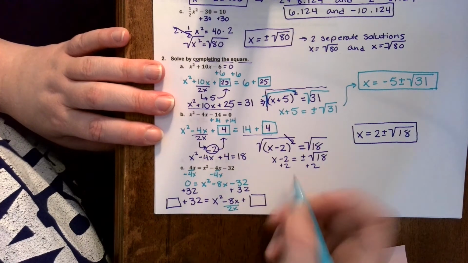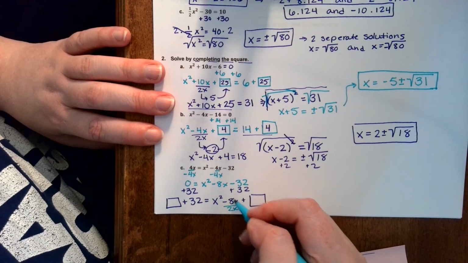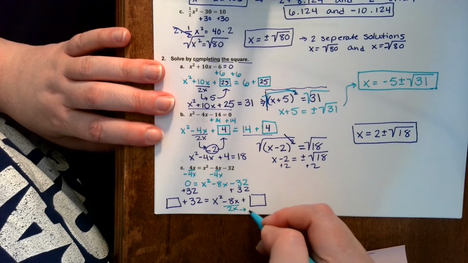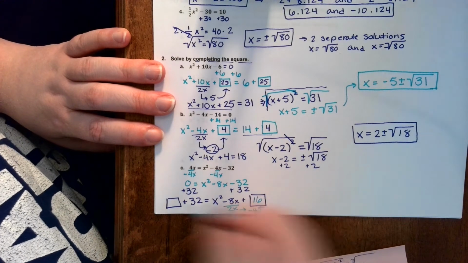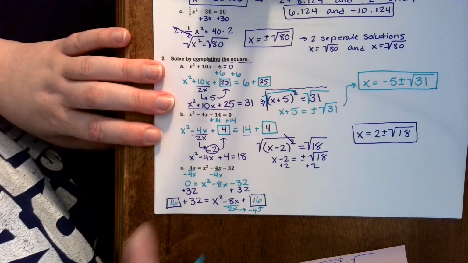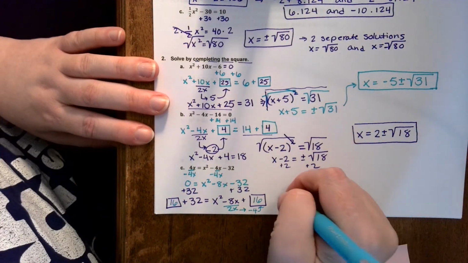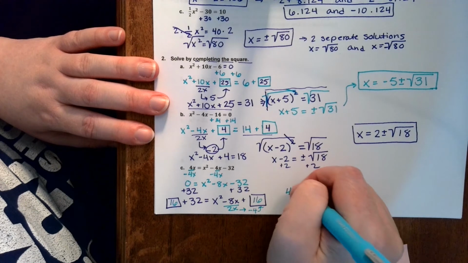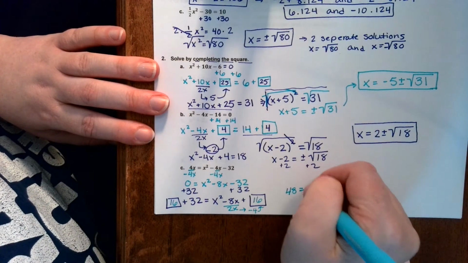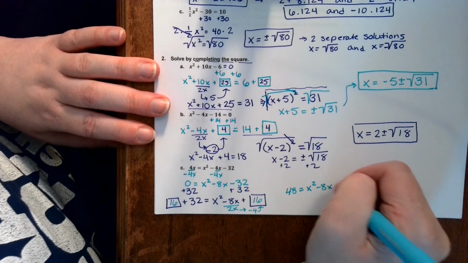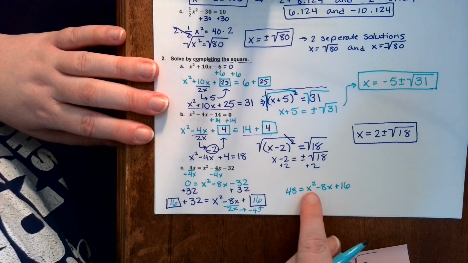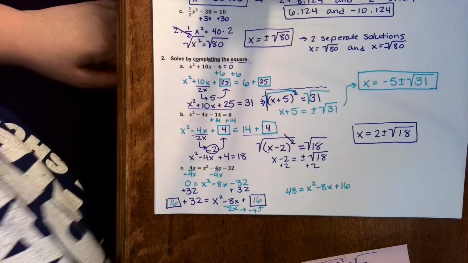divide by 2x. X's cancel. Negative 8 divided by 2 is negative 4. Negative 4 squared is positive 16. Alright, so I have 16 plus 32, that is 48. 48 equals x squared minus 8x plus 16. So now I can factor that.